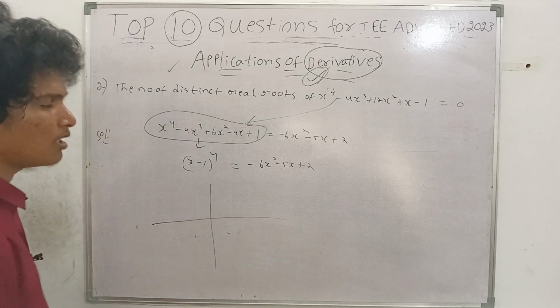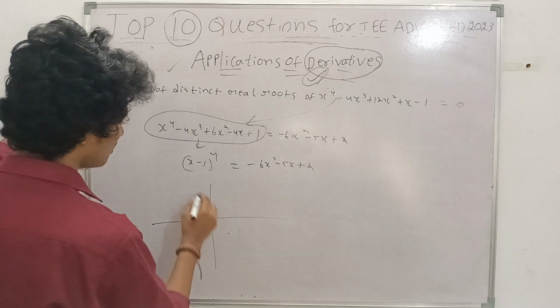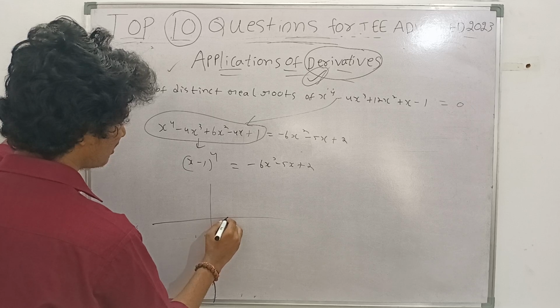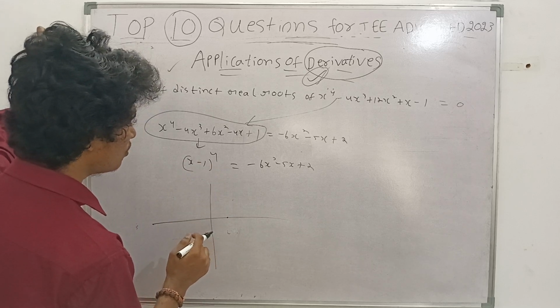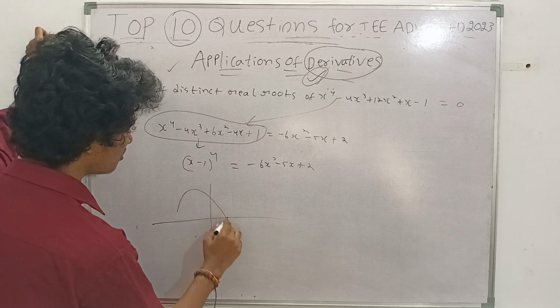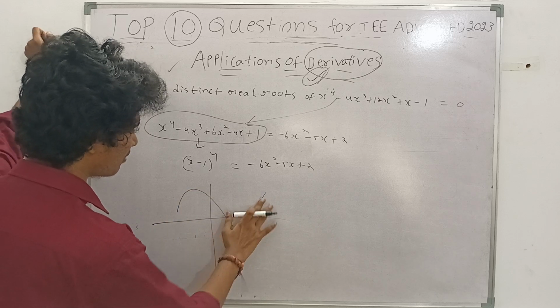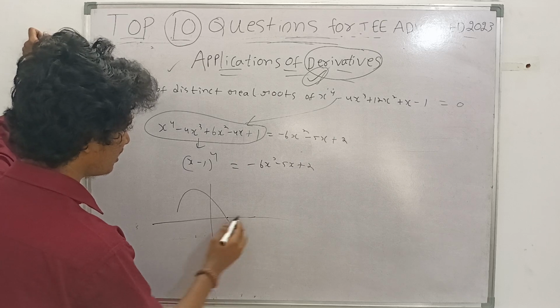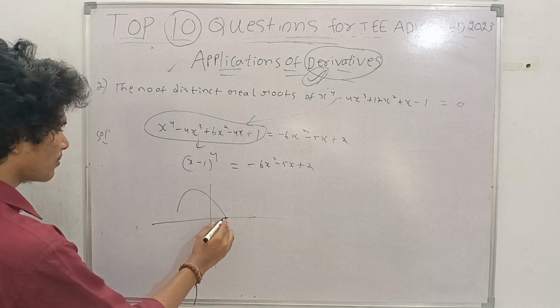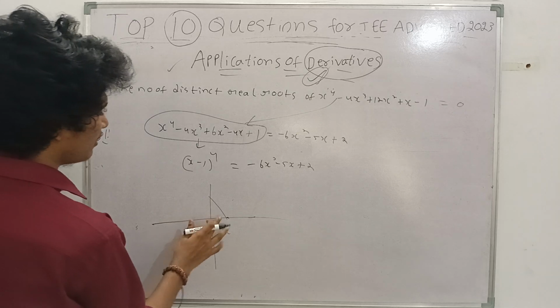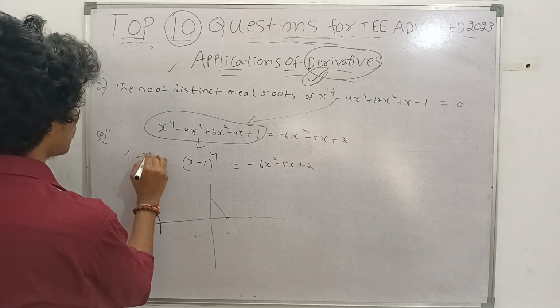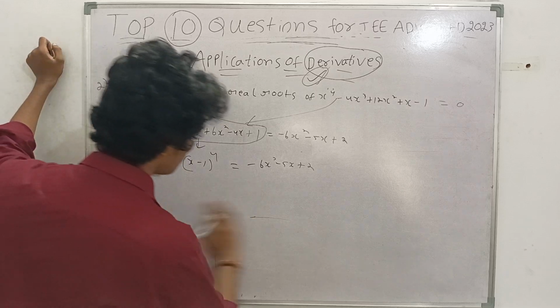What is the graph of this x minus 1 whole power 4? When x is 1, this thing is 0. The curve can be like this. It is meeting at point 1 only. It can be anything. Yeah, we can draw the graph, y equal to x minus 1 whole power 4. You can draw the graph.